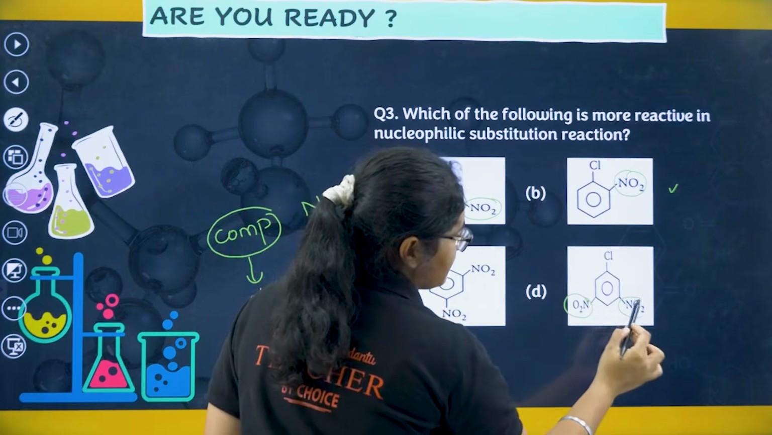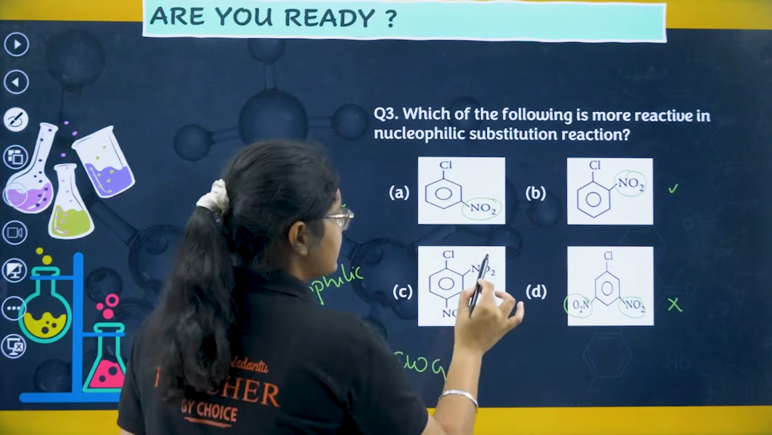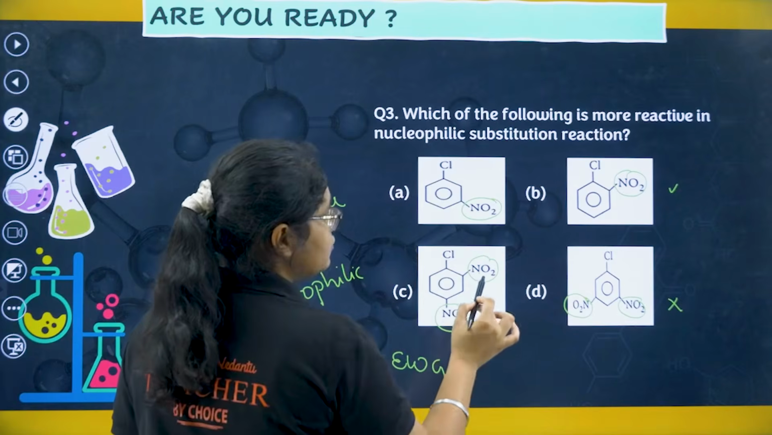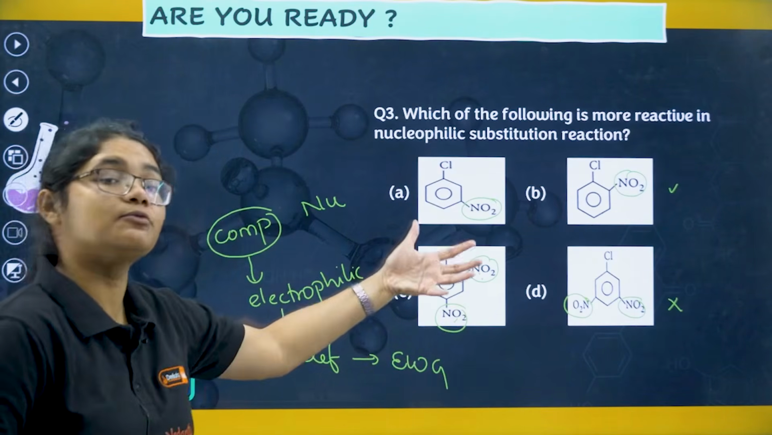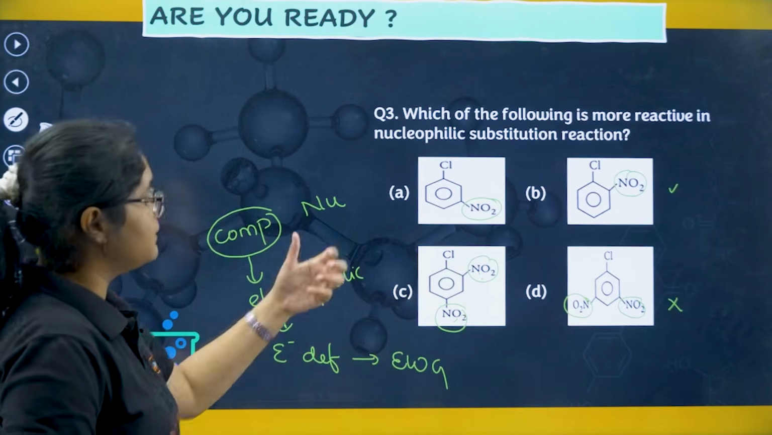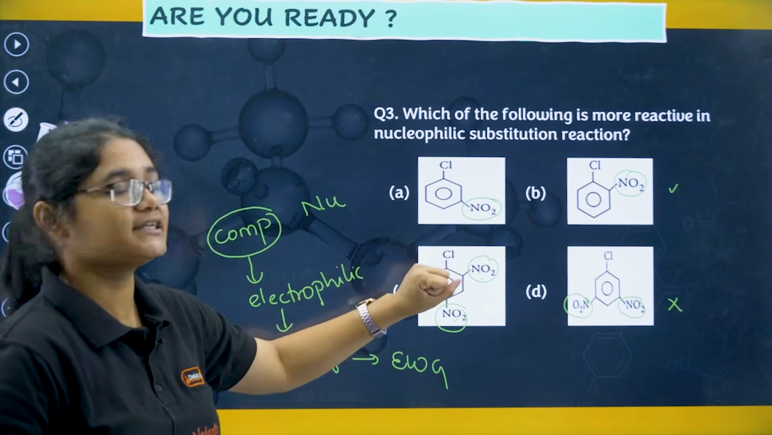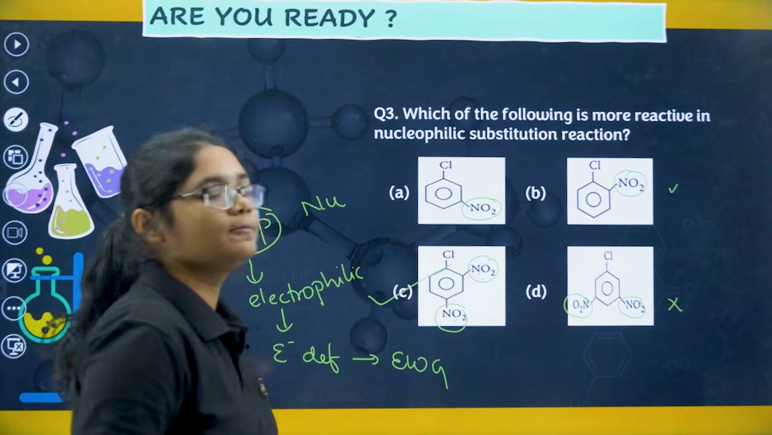Here also I have 2 at meta position, this is of no use. Here also I have ortho and para. Here I have 2 electron withdrawing groups. That means it will be making the ring much more electron deficient, and it will be much more electrophilic in nature, so it will react faster with the nucleophile.